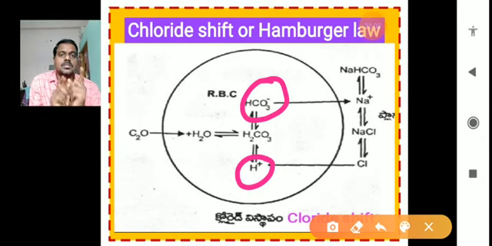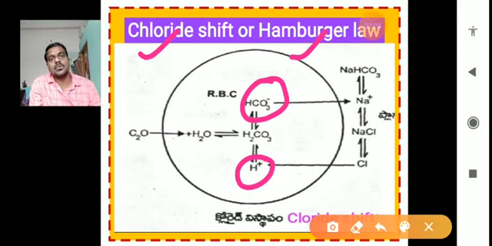That process was discovered by one scientist, called Hamburger. Hamburger proved the main important factor for the transfer of the RBC's intermediate state. The major role here is played by chloride. Chloride has a very important role in the Hamburger law, named after the scientist, so we call it the chloride shift in the RBC.